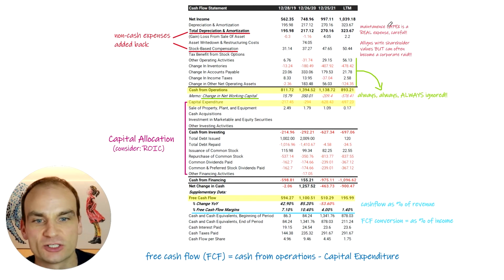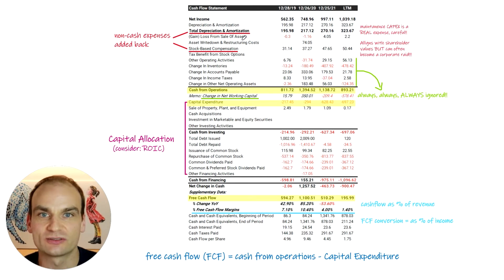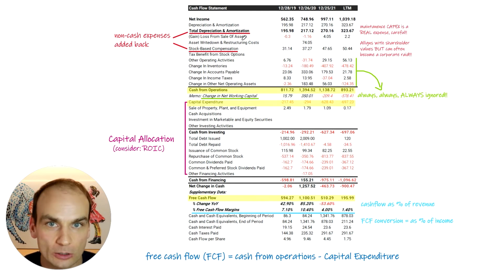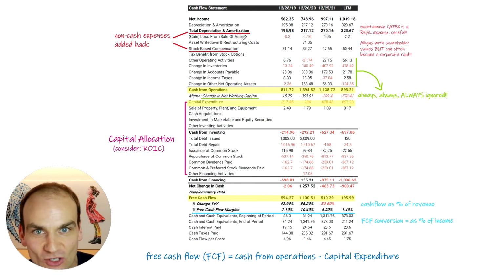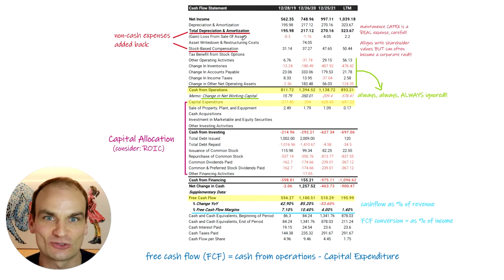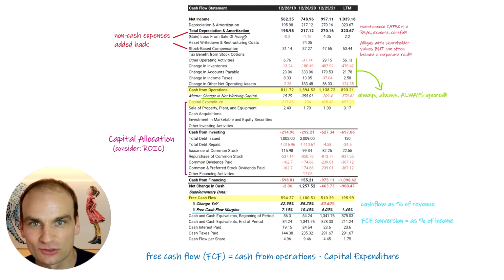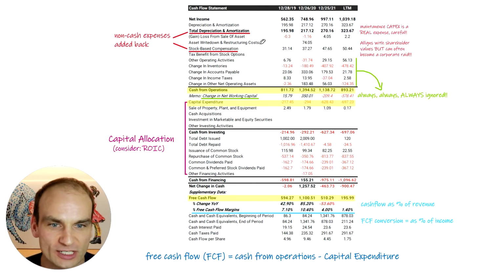So capital expenditure, very important. Depreciation and amortization, is it maintenance or is it growth CapEx? And in stock-based compensation, is it egregious or is it not egregious? Both of those are very important because they're real expenses. They can add to growth or they can be real expenses, so you've got to be very careful there.